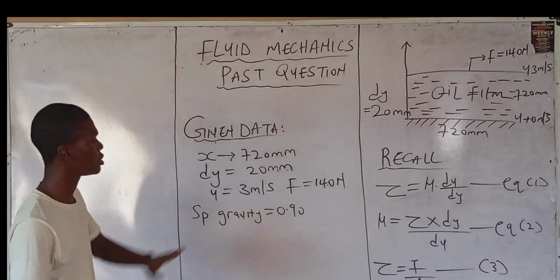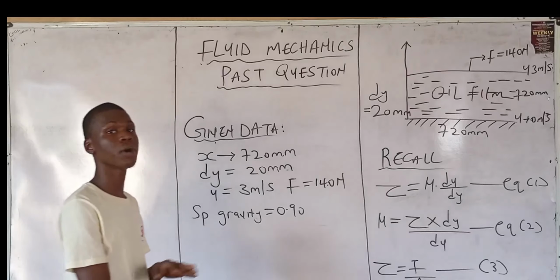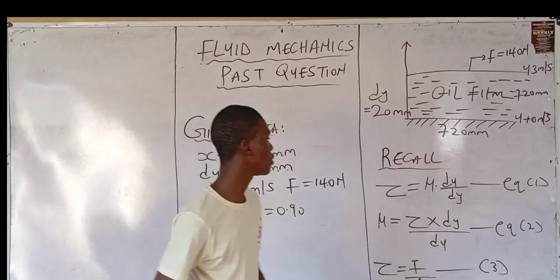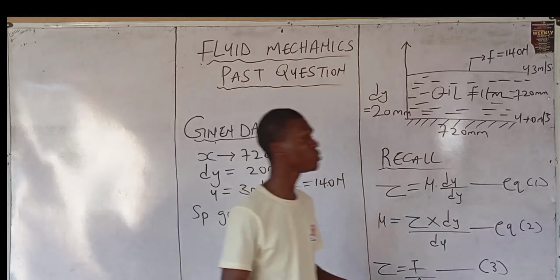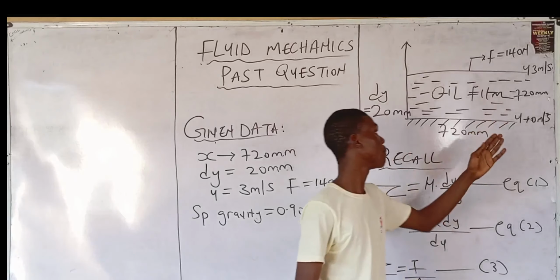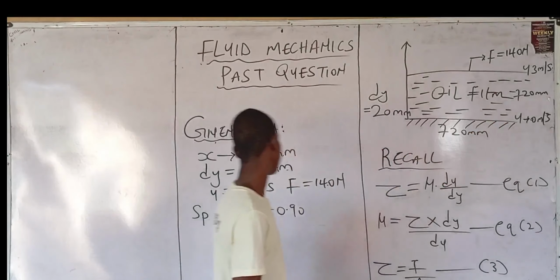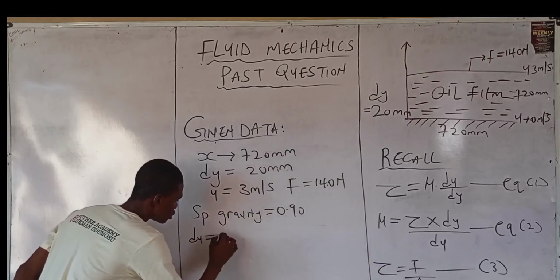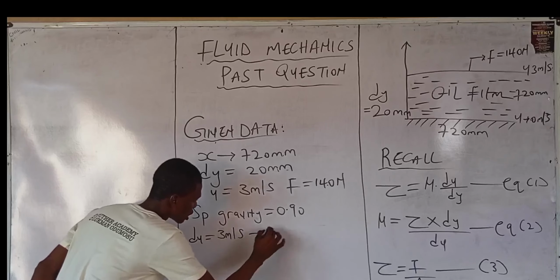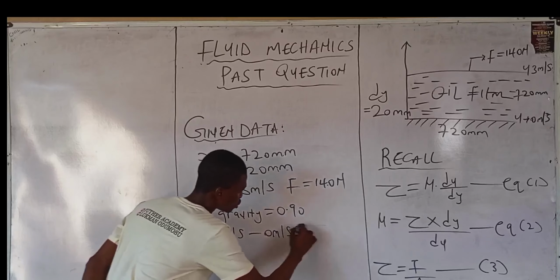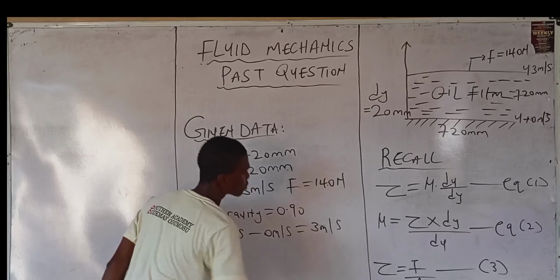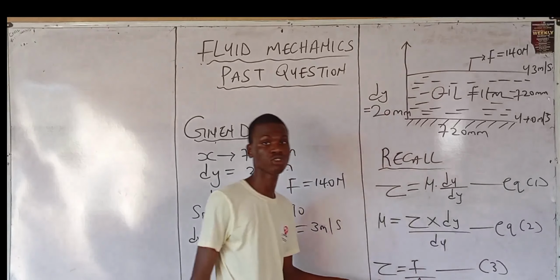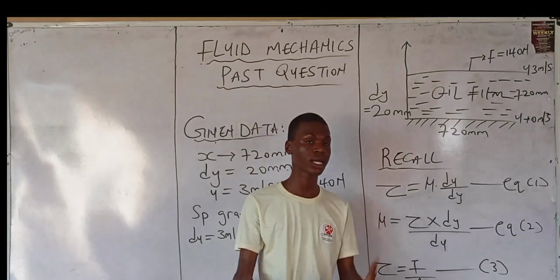Now dy, let's solve the value of dy. We are given dy. Dy is known, we know the value of dy to be 20 mm. What about du, the change in velocity? The change in velocity simply means the final velocity minus the initial velocity. That is, du is equal to 3 meters per second minus 0 meters per second, which is equal to 3 meters per second. So what we are here to find is the shearing stress. We can use equation 3 to find that.